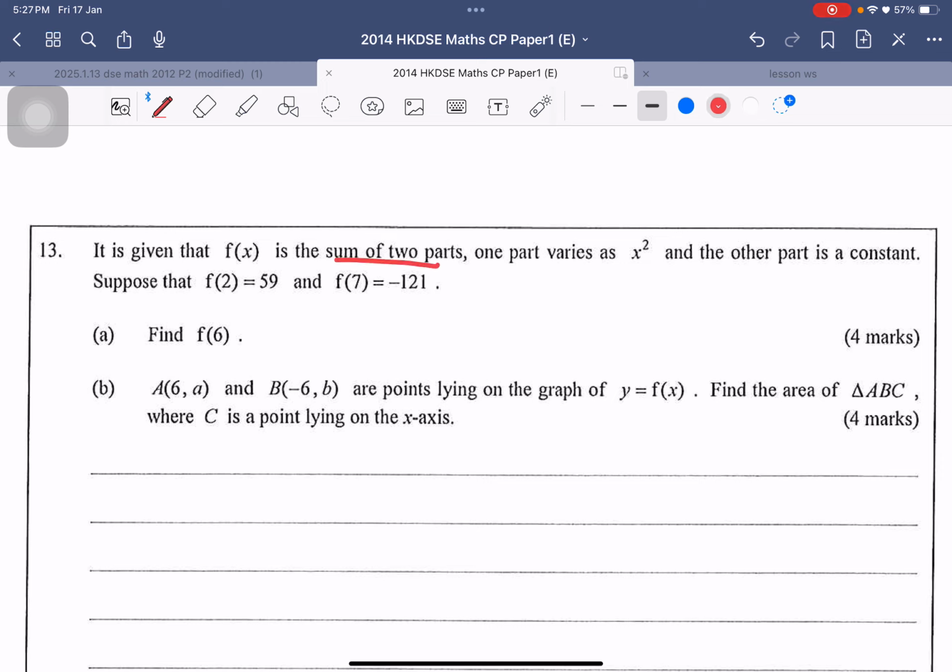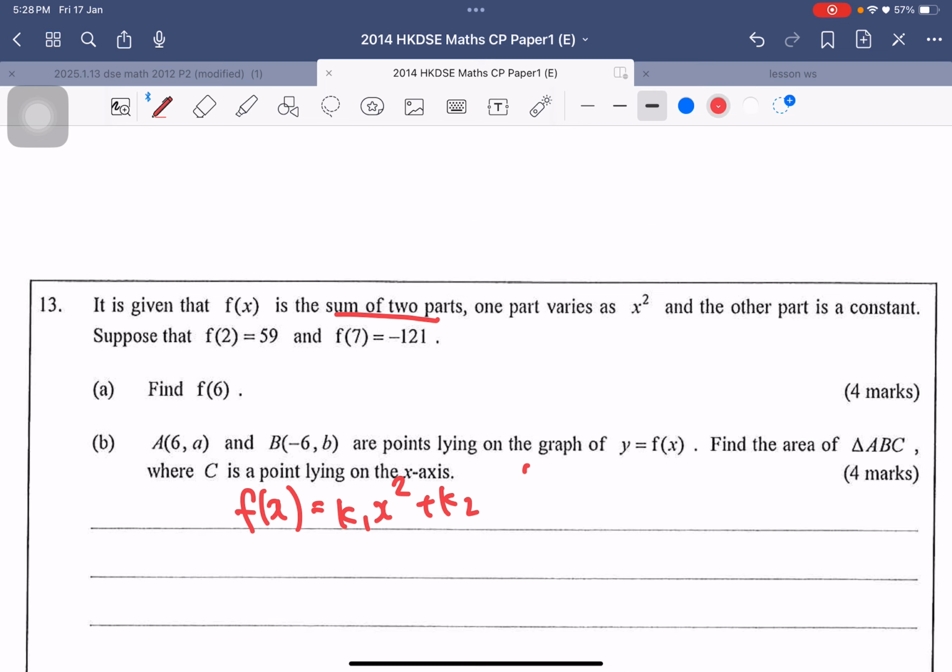Okay? Sum of 2 parts. One part is variable. So f(x) must be equal to k1 x squared plus k2. Anything else you need to write? Yes, k1 and k2 are not equal to 0. This is something you need to write down as well.